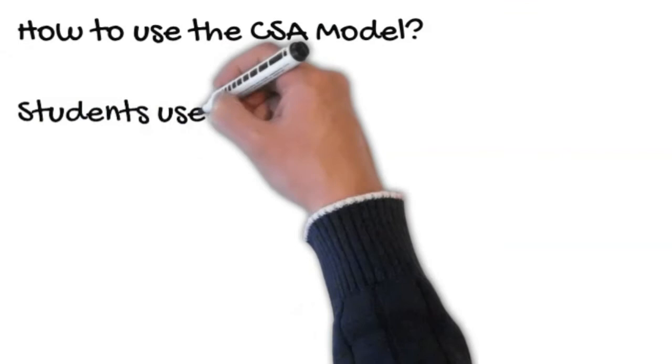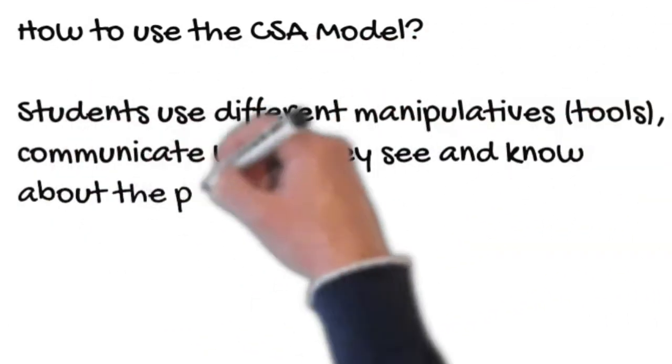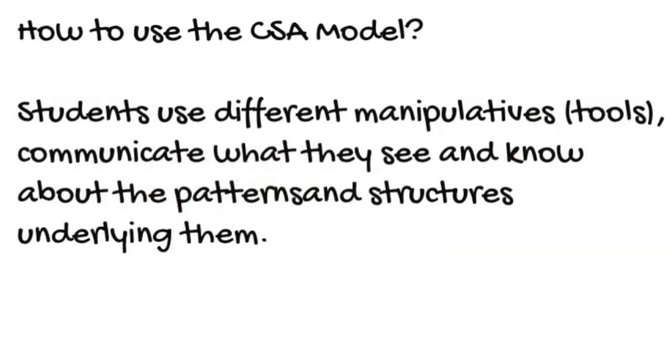Okay, I've talked about the CSA model, and I want you to think about that when we're doing this. One of the things with the CSA model is that you have to have different tools, manipulatives, and we want them to communicate what they're seeing, what they know, how they see the patterns, and those kinds of things. So it's a lot about building, and then what do I see? What do I know about that pattern? What can I change, or how is it changing?